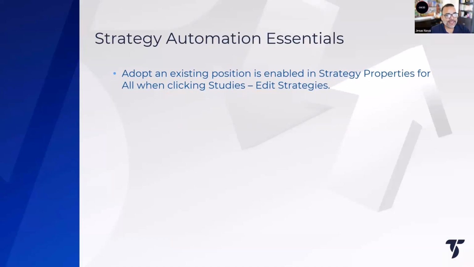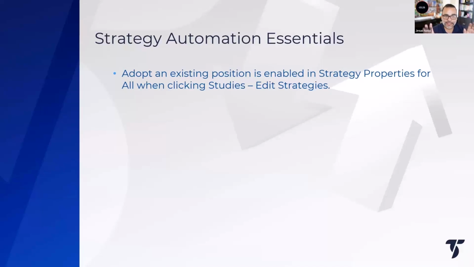Adopt an existing position is enabled in the strategy properties for all when clicking Studies, Edit Strategies. This is pretty much telling you what you need to do in order to create that match between what's happening on the strategy and what happens in your live account. You need to go into Studies, Edit Strategies once you have the strategy applied, of course. We're going to go through the example today, and you're going to see how I do it on my TradeStation platform. But in order for you to create that match, you have to go into the Edit Strategies dialog.